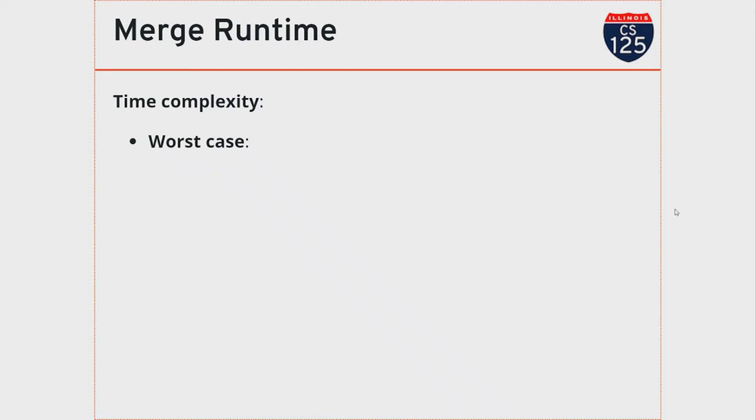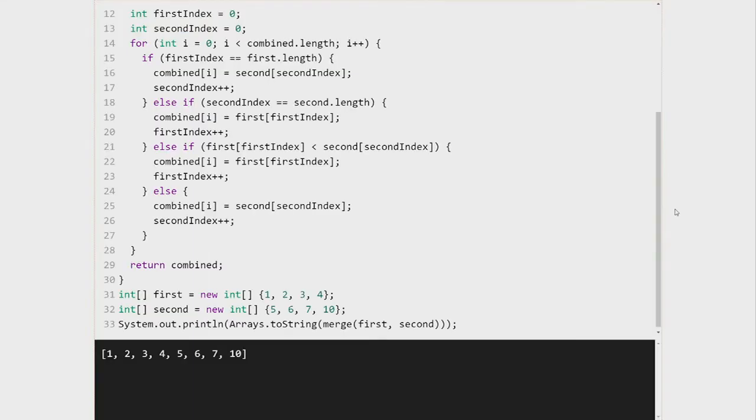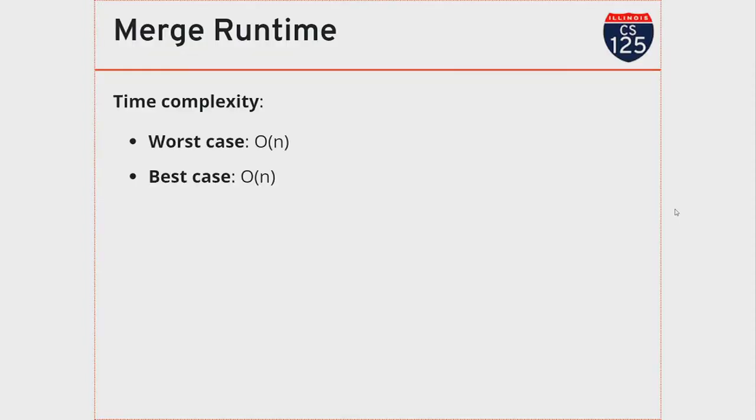The other cool thing is that there's no data dependence here. This loop is going to run combined array size times. It doesn't matter what's in first or second. This is not like insertion sort, where we had breaks. This is never going to depend on the data. So worst case is O(n), best case is O(n), average case is O(n). That's something we like about merge sort. It's predictable, and that's because the merge itself is predictable. With two arrays of combined size n, it's going to take O(n) to merge.